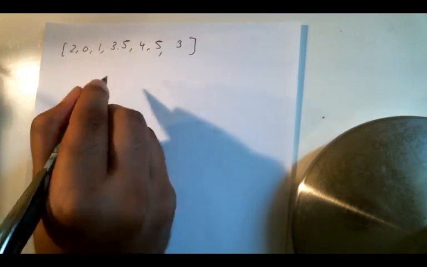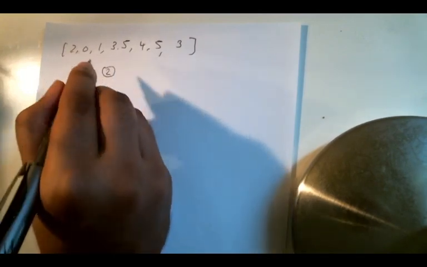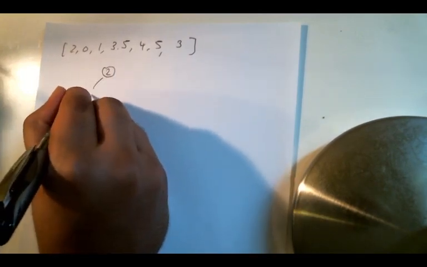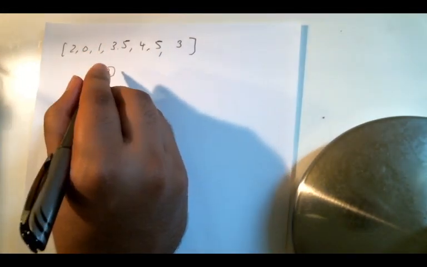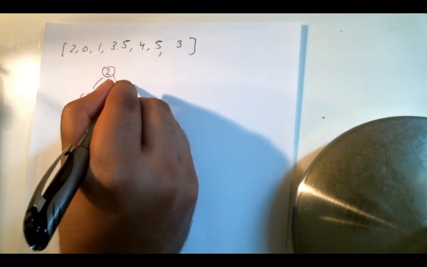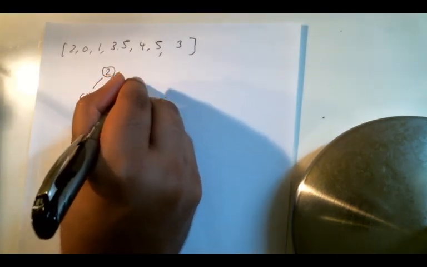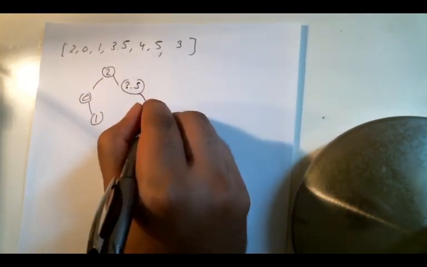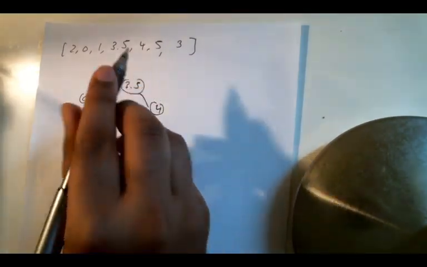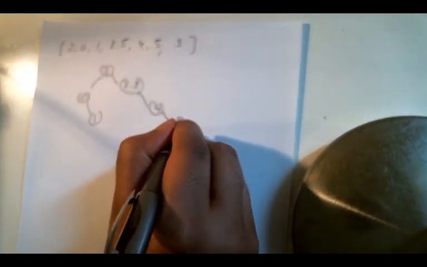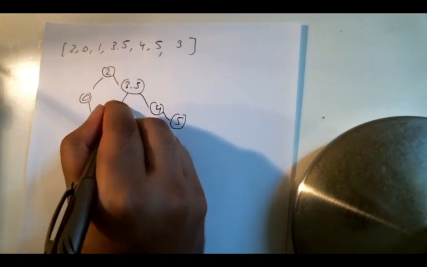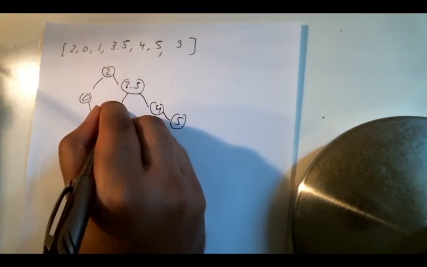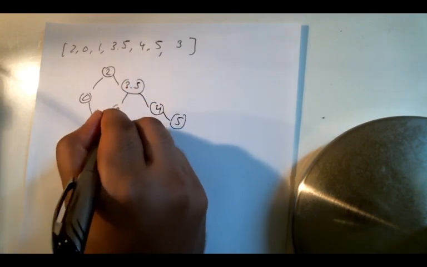So what we're going to do is first put everything in a binary search tree. So we have 2 first. 0 is to the left of 2. 1 is to the right of 0. 3.5 is to the right of 2. 4 is to the right of 3.5. 5 is to the right of 4. And 3 is to the left of 3.5. Yeah, it's bigger than 2 and less than 3.5.